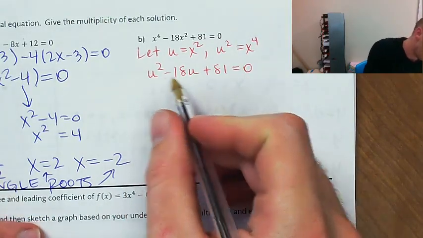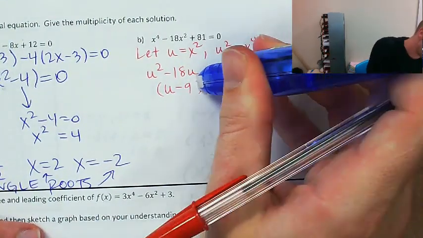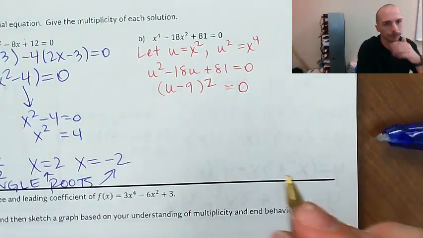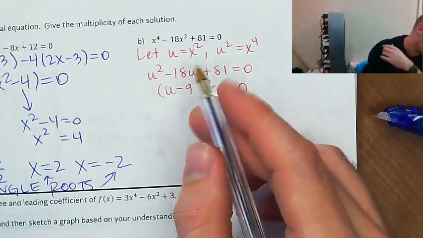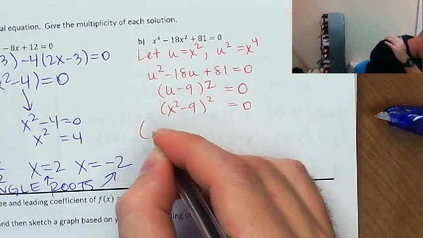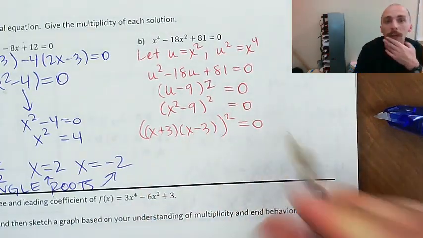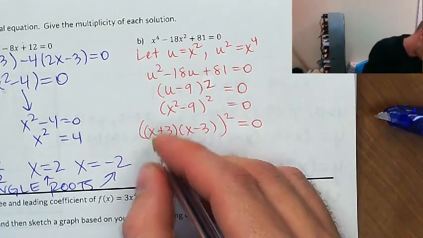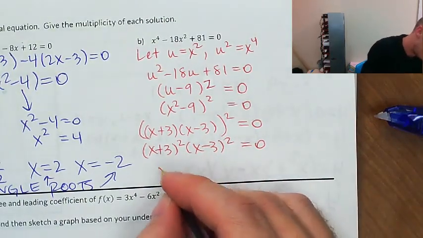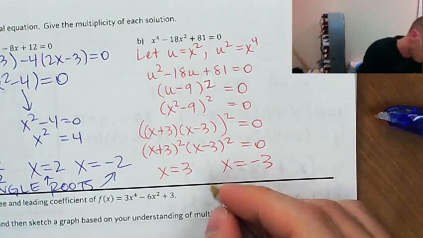Then I'm going to factor, okay, hey, this is u minus 9 times u minus 9. Not u minus 9 to the 9th. And that needs to equal 0. But u is x squared. So I've got x squared minus 9 squared equaling 0. And x squared minus 9 can be written as x plus 3 times x minus 3. And if we're squaring that whole thing, then we're going to have 2 copies of x plus 3 and 2 copies of x minus 3. That will give me x equals 3 and x equals negative 3. And these are both double roots because they both have that exponent of 2 on them.